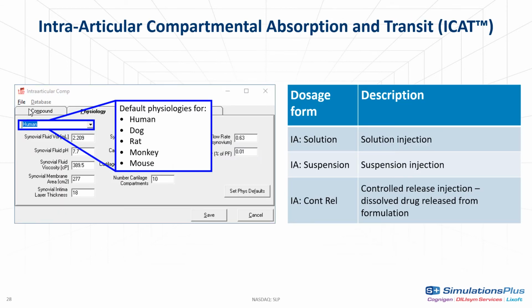The ICAT model includes default physiologies for the human, dog, rat, monkey, and mouse. The dosage forms that we currently include would be the solutions, the suspension injections, and also controlled release into the synovial fluid.